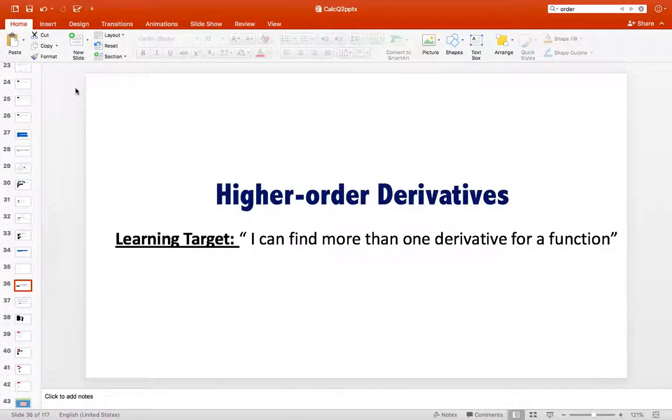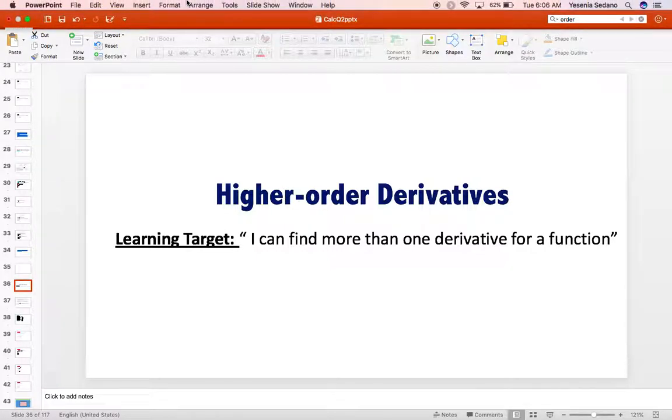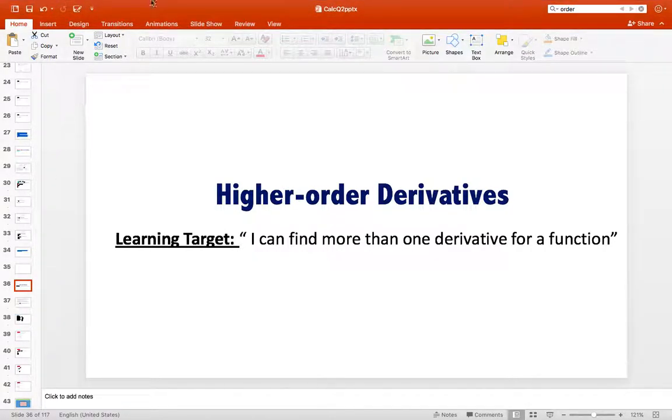All right, today we're going to talk about higher order derivatives. The learning target is I can find more than one derivative for a function. We're going to also be learning some new notation to help us out with this.